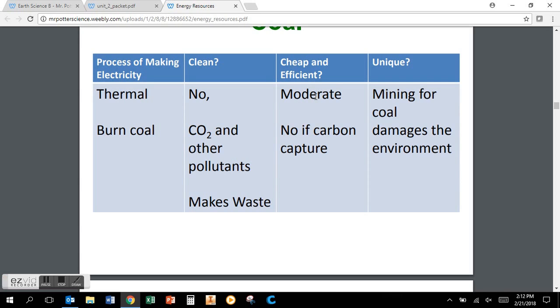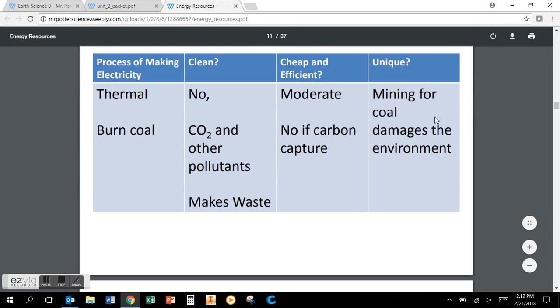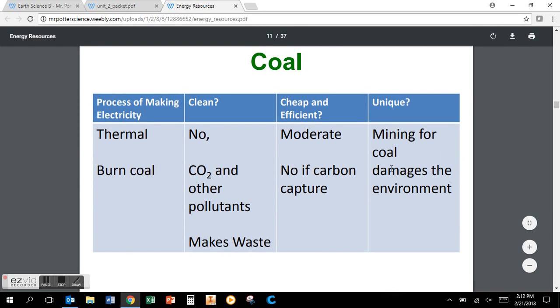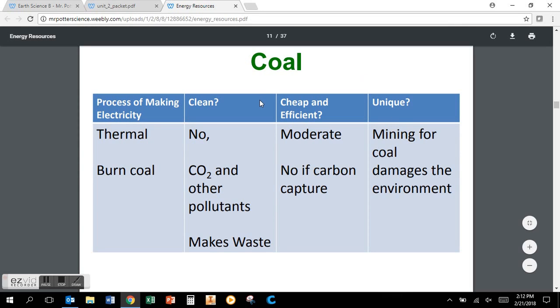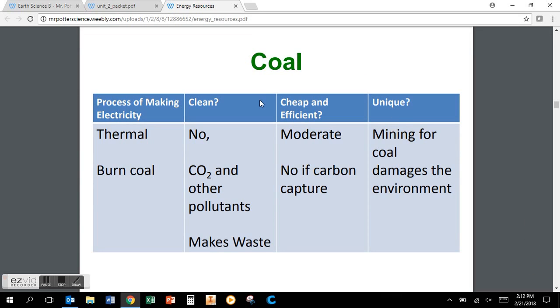So altogether, we kind of put it in the moderate category. And then something unique about coal is that mining coal is actually bad for the environment. We talked a lot about mining in our third learning target. So coal is actually, from start to finish, really bad for the environment.